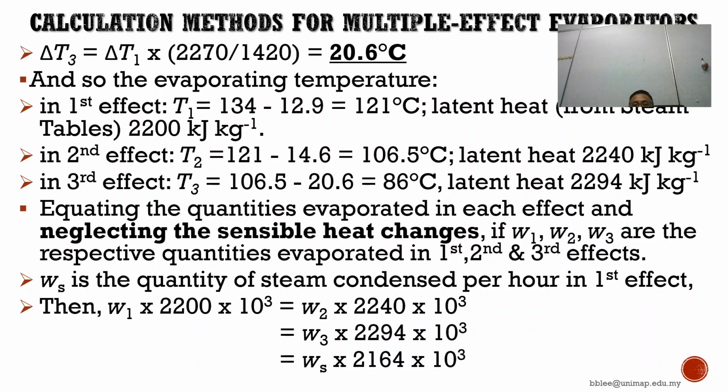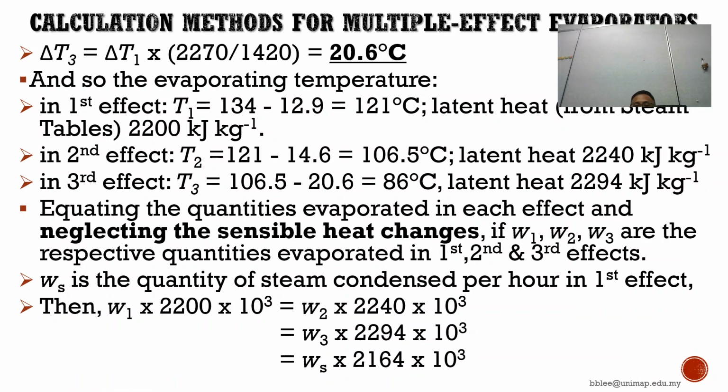Then we look at the third effect. The temperature in the third effect, T3, equals the outlet of the second effect, T2, minus the delta T3. So it gives us 86. This is the temperature inside the third heating chamber, the boiling point of the liquid in the third effect. Then we search the steam table for this temperature, and we get 2294 kilojoule per kg.